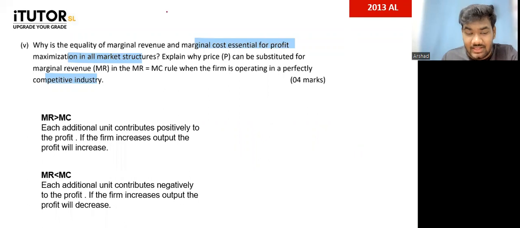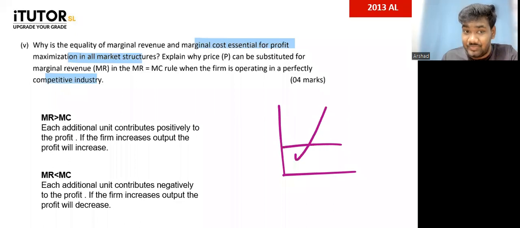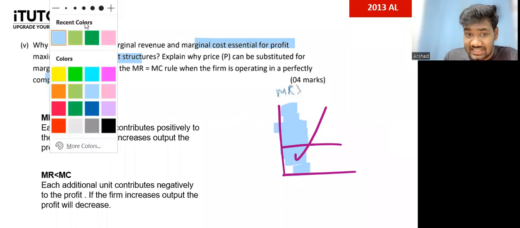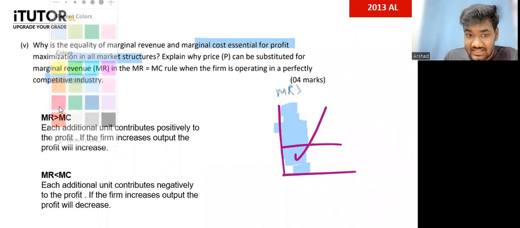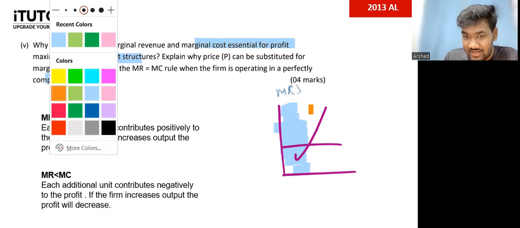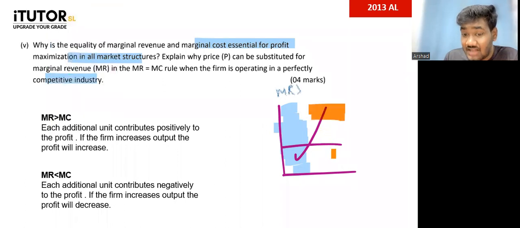Remember, if you draw the diagram, this is MR, this is MC. So this is the initial stage, where MR is greater. In this initial stage, marginal revenue is greater. Then the next stage is the green one, I'll put this in orange, the orange one, where the marginal cost is greater. Now in this stage, the marginal cost is greater.